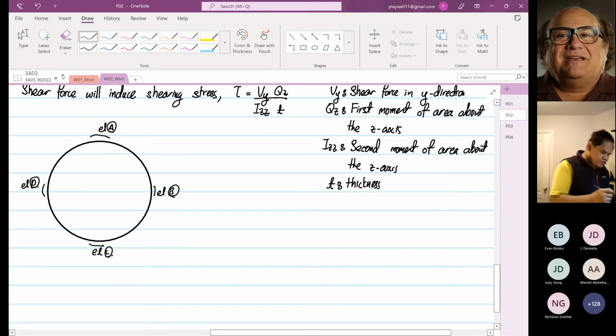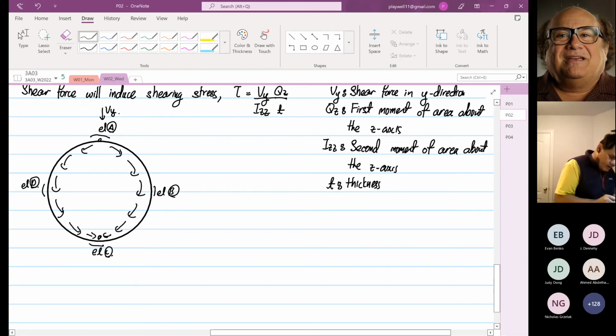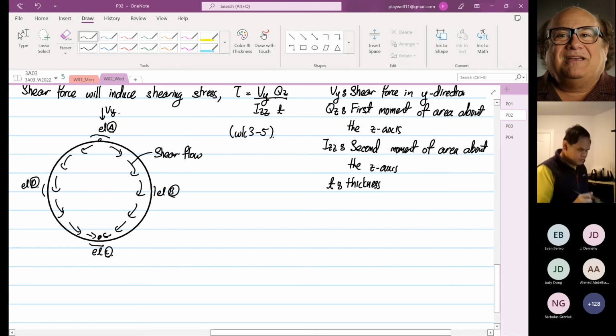If you look at the shear stress distribution, the shear stress will start. So your B in the Y direction will go like this. The shear stress will distribute on the surface, and then at the center. This is your shear flow. What I'm drawing to you is your shear flow. For this topic, we are going to learn from week 3 up to week 5.